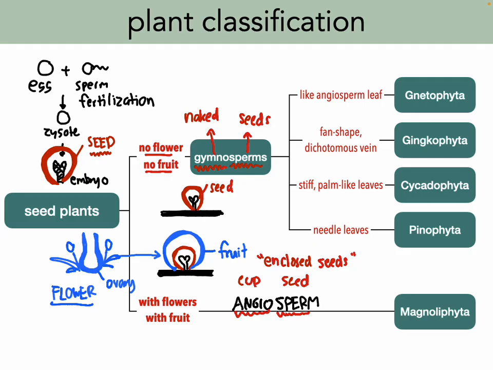And all the angiosperm are classified into the division. So in the box, it's a division name. So all the angiosperm is classified within Magnoliophyta. So it's in this division, right? So if you see the ending phyta, it's a division name, phyta.